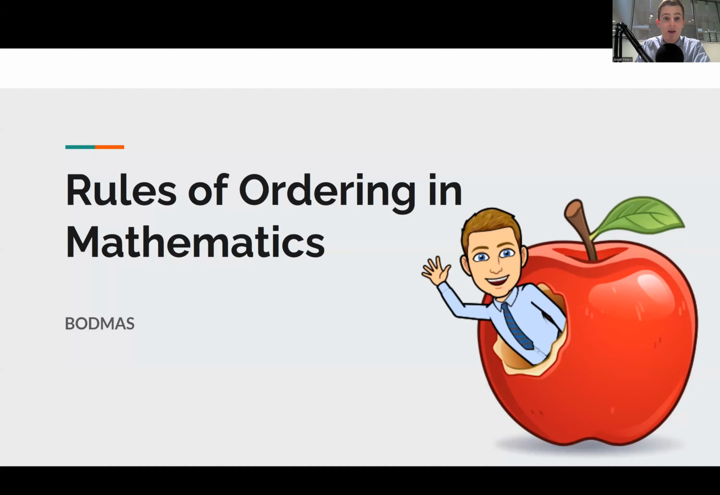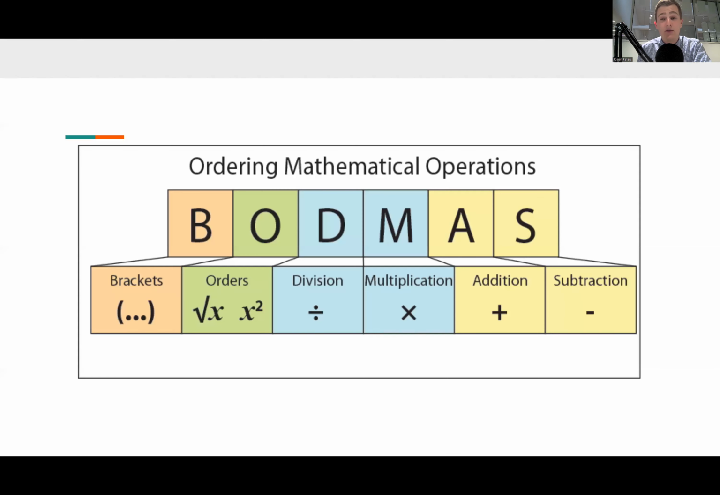So the rules of ordering in mathematics, BODMAS. BODMAS is an acronym if you didn't already know that. Each letter stands for a different mathematical operation that you can use. B stands for brackets. Any numbers inside the brackets, you do those first, working left to right. Orders, that's anything like a square root or a squared.